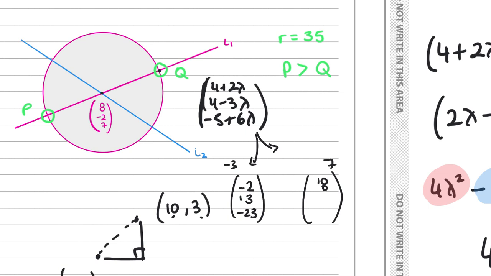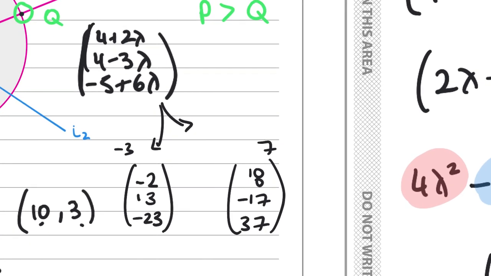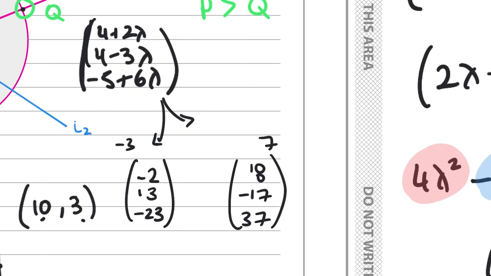4 minus 3 times 7, minus 17. And then minus 5 plus 6 times 7. Minus 5 plus 6 times 7 equals 37. Did you check my math on this? My calculator's let me down before. Right, everyone just check I've done this right, because my fingers must be wider today.